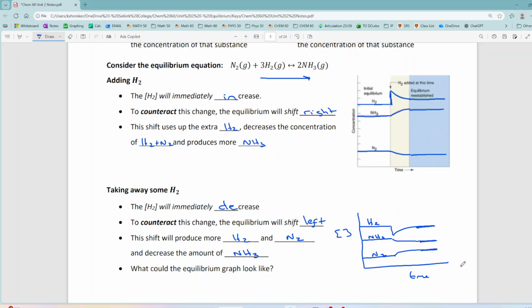So these diagrams aren't essential for a test, but I found as soon as I put them in, I understood a lot more what was going on. So you might want to be able to recognize which graph goes with which scenario, but I won't necessarily make you redraw these. So just understand that when you're controlling a concentration, you get an immediate increase or an immediate decrease of that one species, and then everything goes to counteract that change.